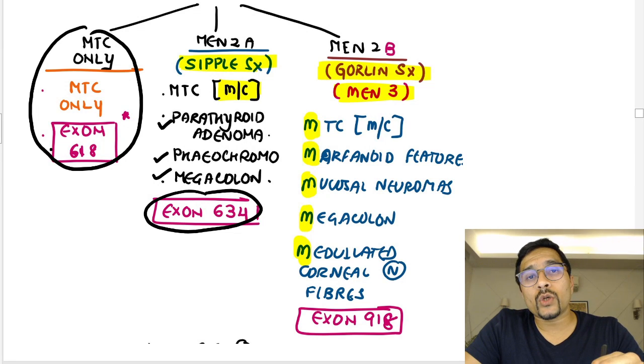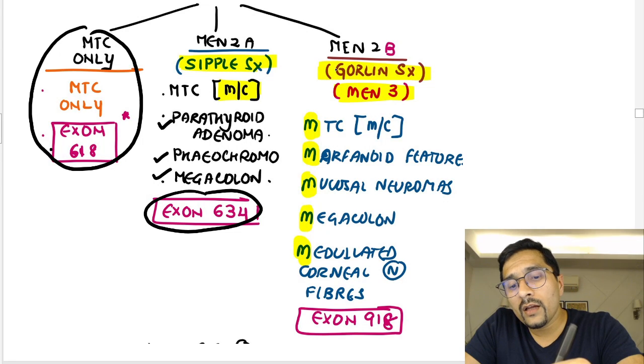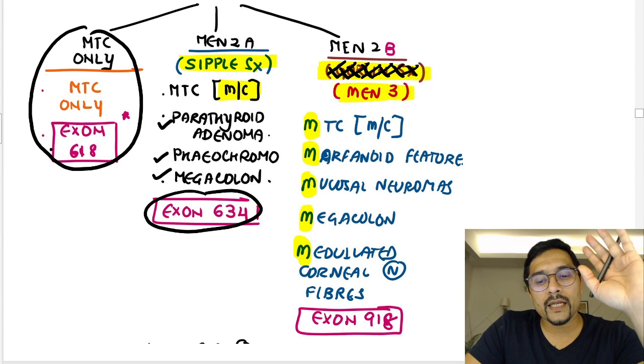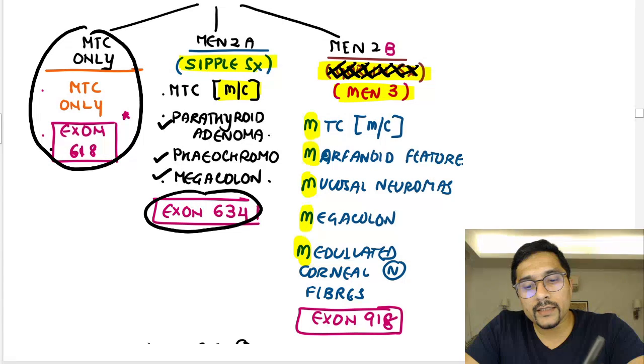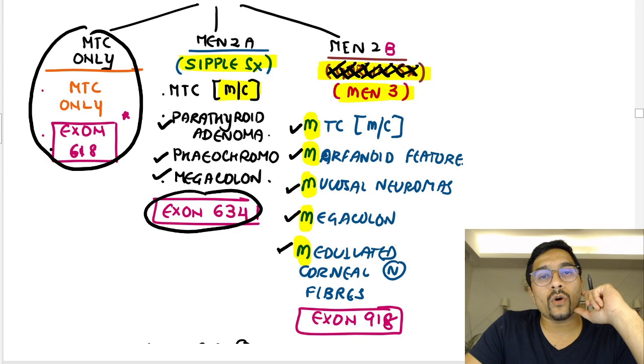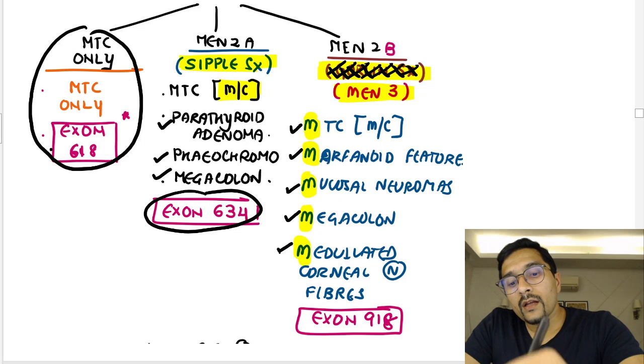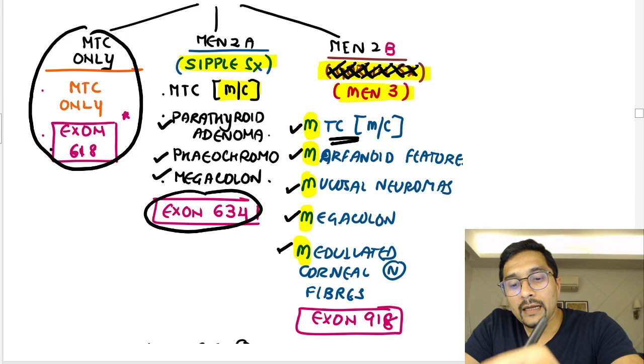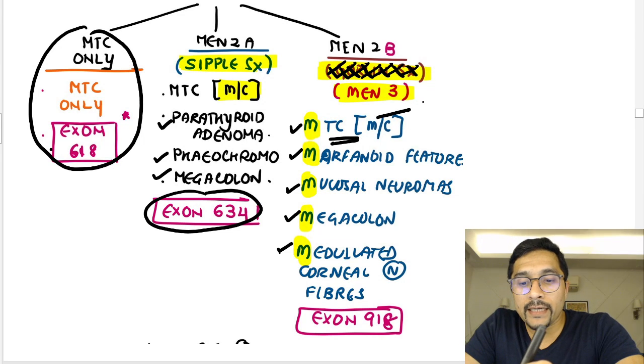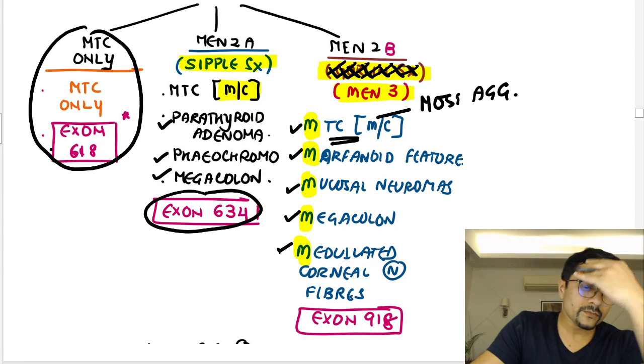MEN2B is known as Gorlin syndrome. You can avoid this because this can create confusion with basal cell carcinoma, nevoid syndrome as well. So MEN2B, remember it as MEN3, and there are 5 M's. You have medullary thyroid cancer, marfanoid features, mucosal neuromas, megacolon, and medullated corneal nerve fibers. Again, MTC is the most common, and MTC seen in MEN2B is the most aggressive as well.